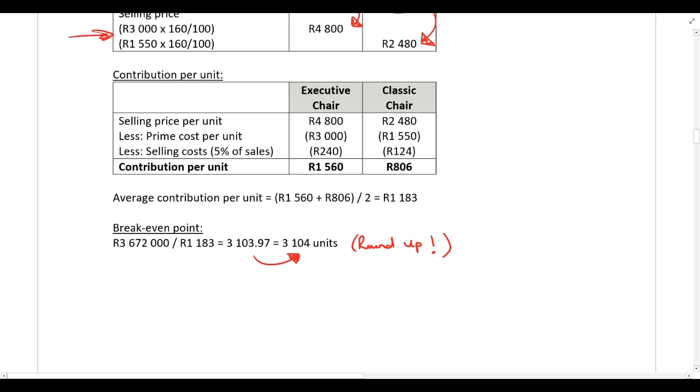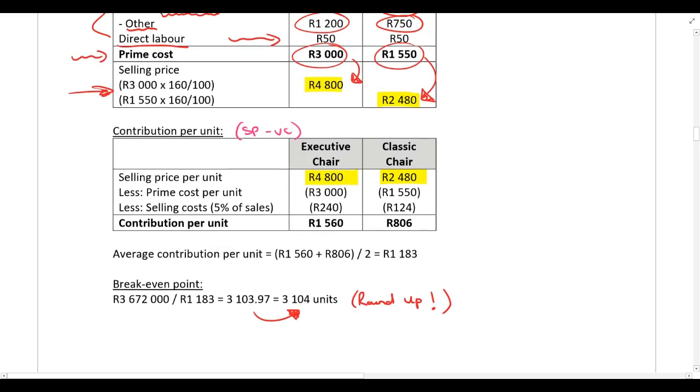All right, then he calculates the contribution per unit, which remember is the selling price per unit minus the variable costs. So the selling price per unit comes from above, and obviously once he corrects all of the previous errors, that will then also be correct. He then deducts the prime costs, and we've already discussed the errors made in the calculation of the prime costs.